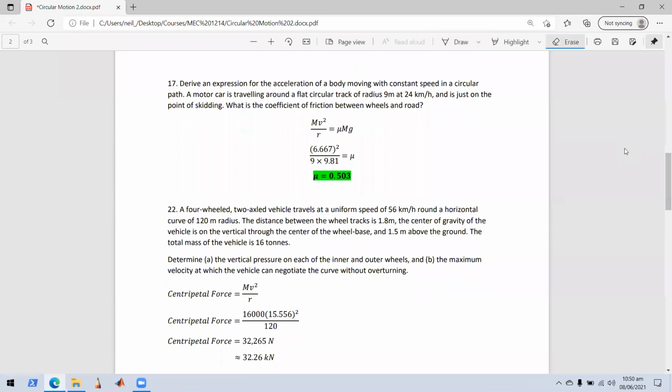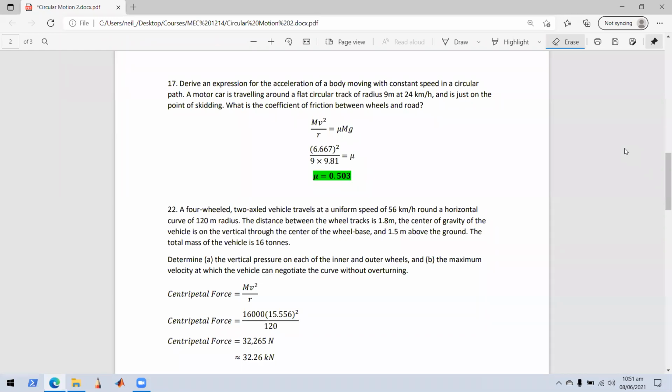Good. Now on to the actual question. A motor car is traveling around a flat circular track of radius 9 meters at 24 kilometers per hour and is just on the point of skidding. What is the coefficient of friction between the wheels and the road?